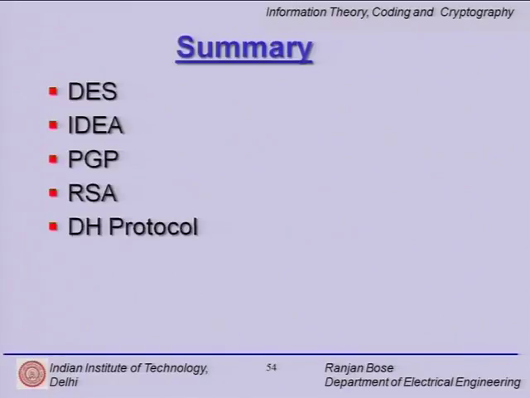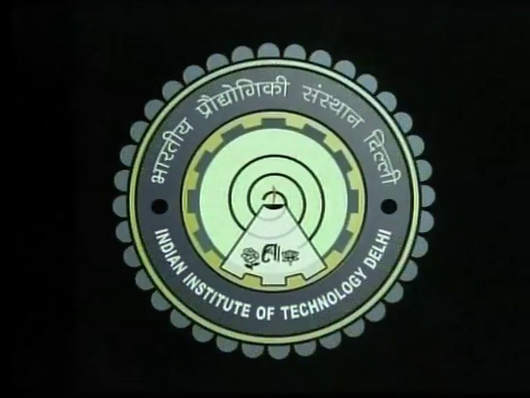So, with that we come to the end of today's lecture. We have looked at several acronyms. We started off with DES, which is the precursor of AES. Then we looked at the IDEA algorithm. Then we looked at PGP, pretty good privacy, followed by the public key methods RSA, and then we looked at the DH, Diffie-Hellman key exchange protocol. With that, we come to the end of today's lecture.